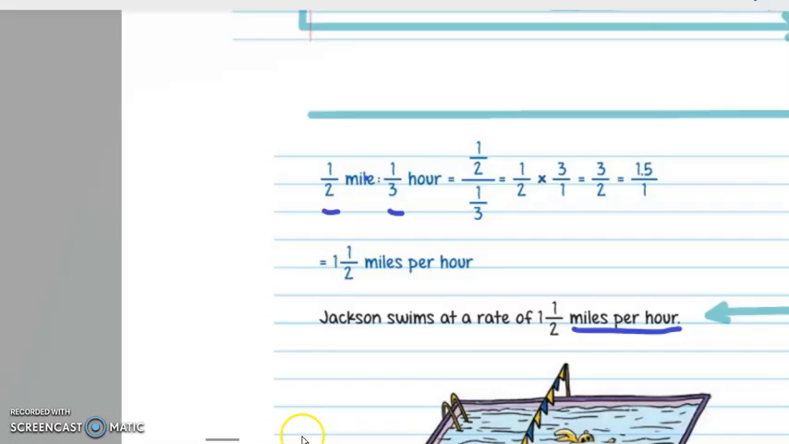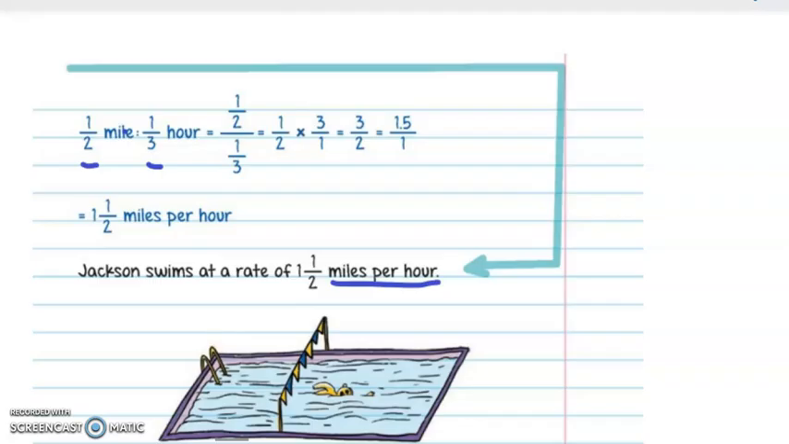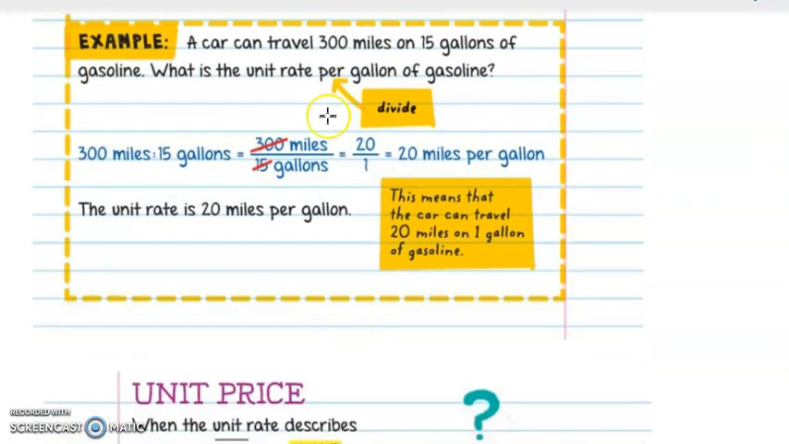All right, so let's zoom back out a little bit. Another example, a car can travel 300 miles on 15 gallons of gas. What is the unit rate per gallon of gasoline? So we have this ratio, 300 miles to 15 gallons. And I'm kind of running out of space there, but okay, so 300 miles to 15 gallons.